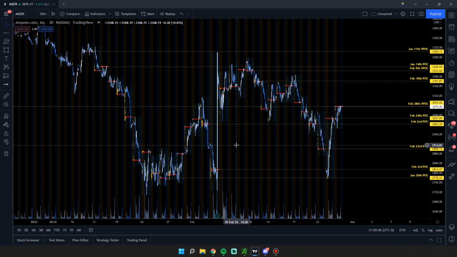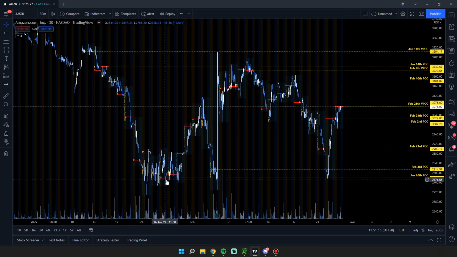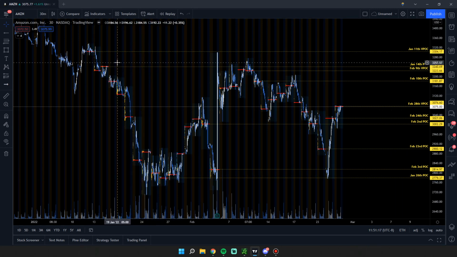What I like about POCs and virgin POCs versus regular support and resistance is that a POC is completely objective. There's no subjectivity to it. I have a clear line on my chart where the point of control is, so it's not up to me to draw some random rectangle on my chart where I think there's support and resistance. I have a clear-cut line where support and resistance shows up.